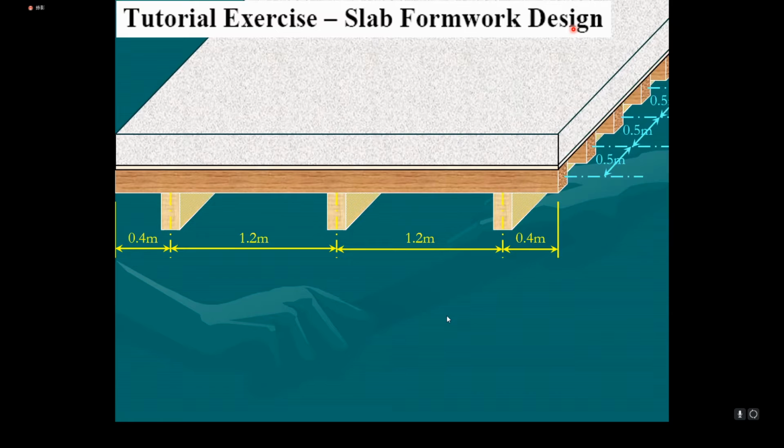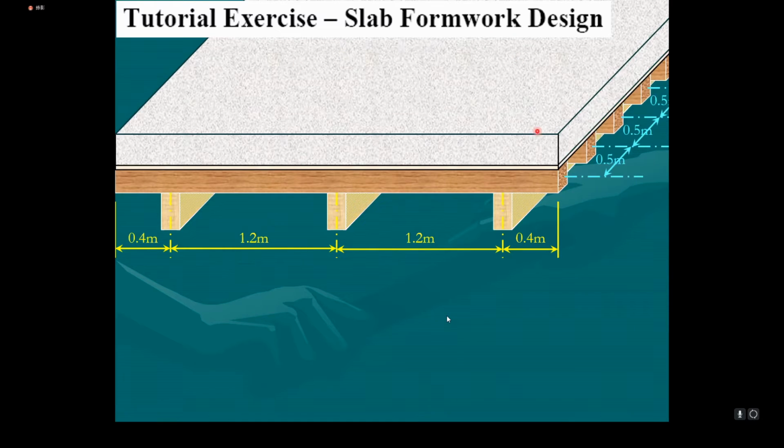So in this diagram, you have the plywood supported by timber joist. According to the question, the size of the timber joist is 75 by 100, and the spacing is 0.5 meter. So you can see the spacing, 0.5 meter, center to center. Okay, and the span of the joist is 1.2 meter. So span of the joist.